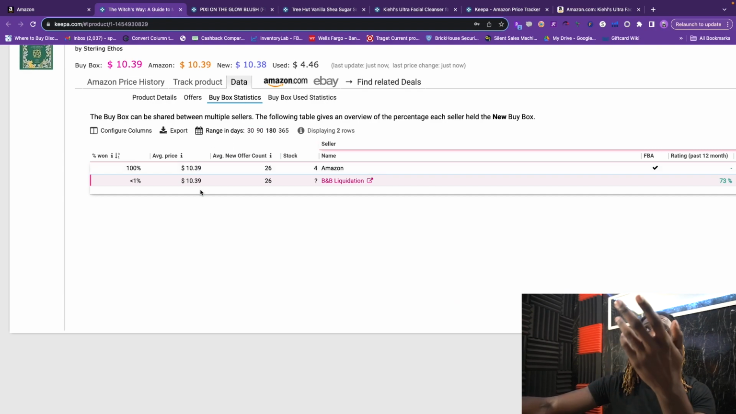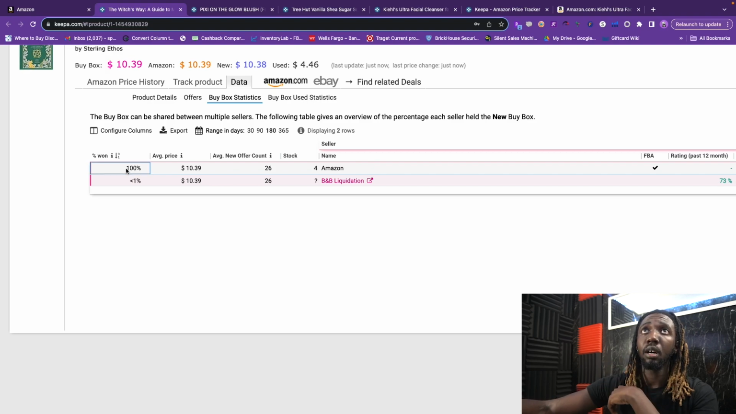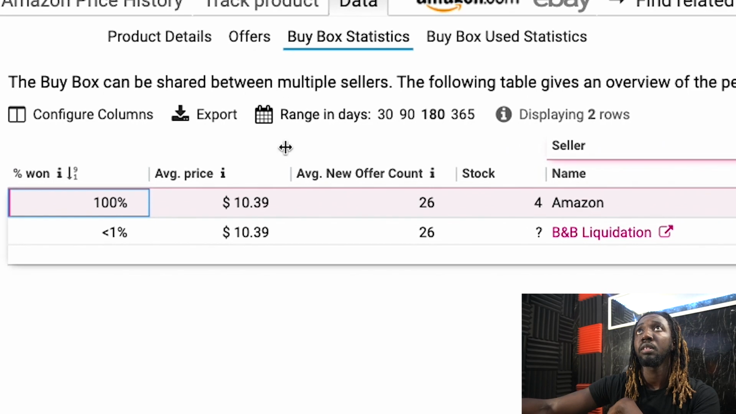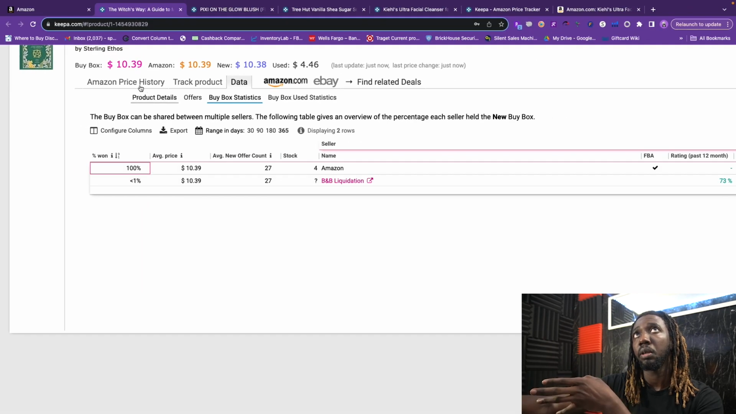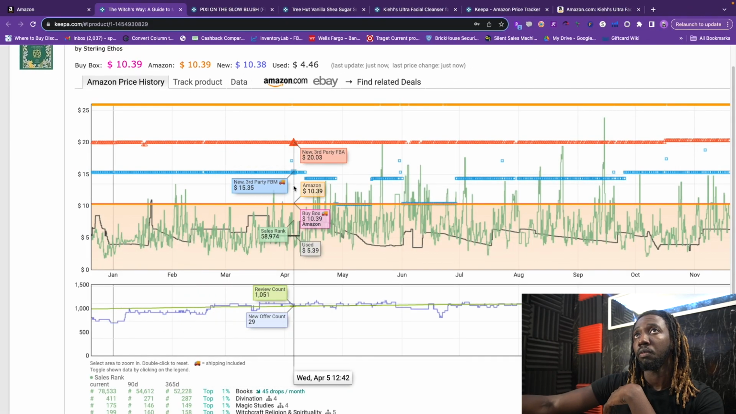So when I go to the buy box statistics, you'll see that Amazon has had the buy box 100% of the time for the past 6 months and more. If I go for the past year, they've had it. So this also confirms that this is a terrible listing. You don't want to be on it. You don't want to compete with Amazon at all, for whatever reason.